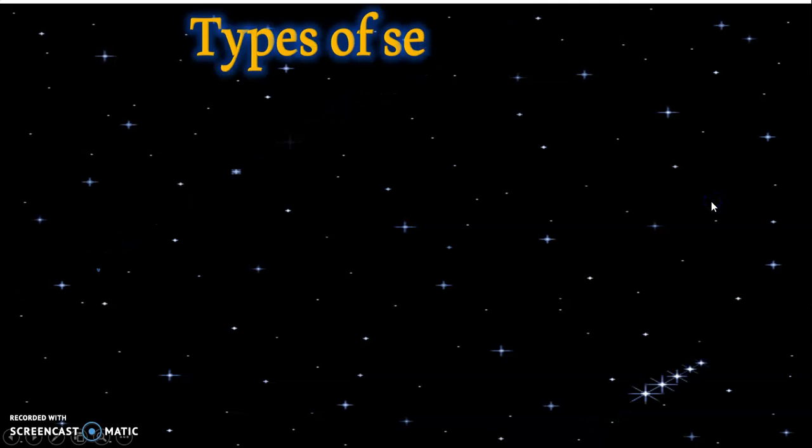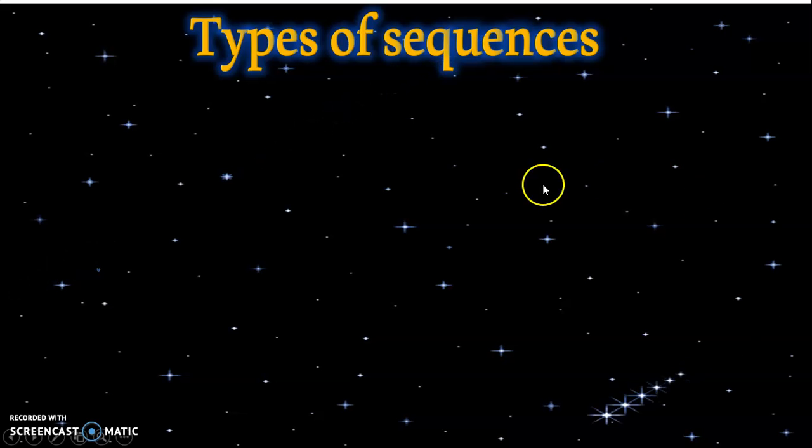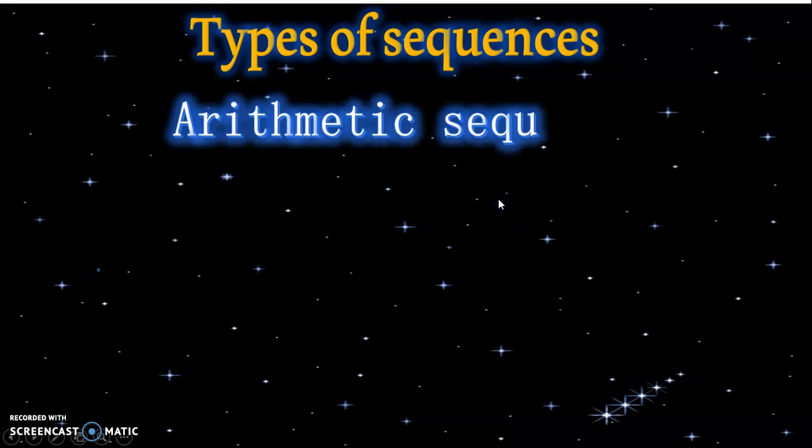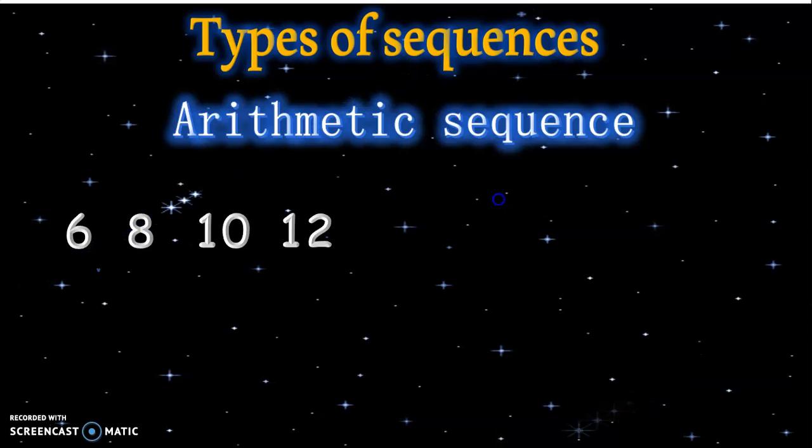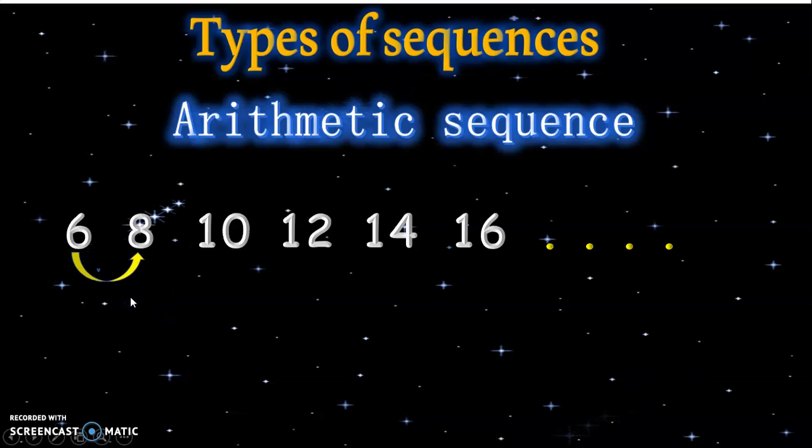Let us have the first example. So we have the types of sequences. The first one is what we call an arithmetic sequence. Given the set of numbers 6, 8, 10, 12, 14, 16, and so on. As you see, the difference of 6 and 8 is we add 2.